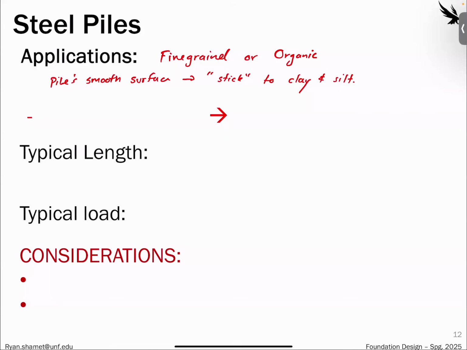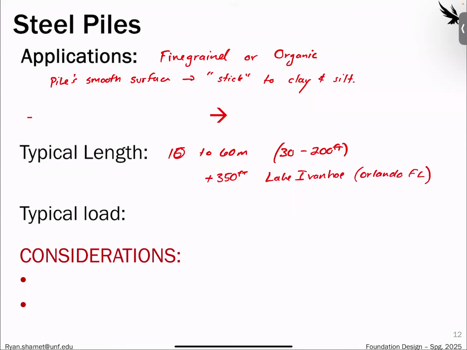So the typical lengths, again, are pretty wide range. So like, I'm just going to say 10 to 60 meter. So like 30 to, I don't know, 200 feet typically, and all based off of transportation. But again, like we had upwards of 300 feet in Lake Ivanhoe in Orlando. So you can splice them, you can add them together if you need to. But they can be small enough where you can still transport them on a single semi, which is nice.